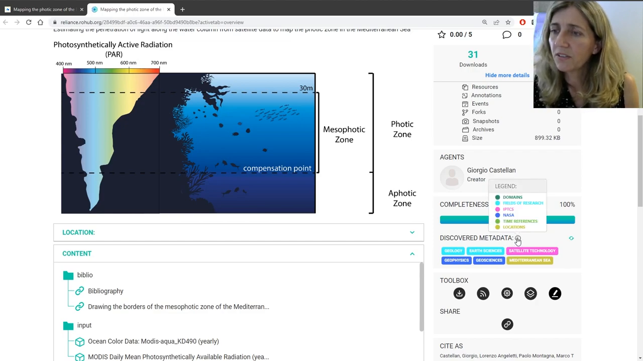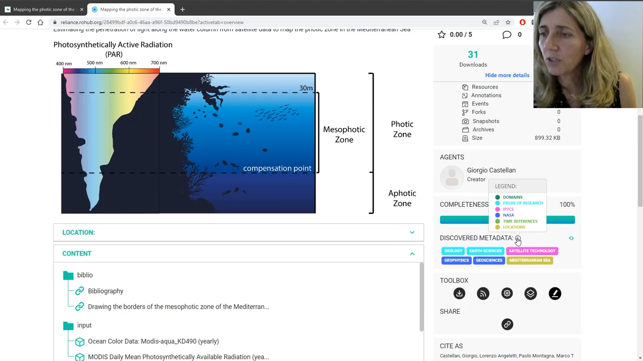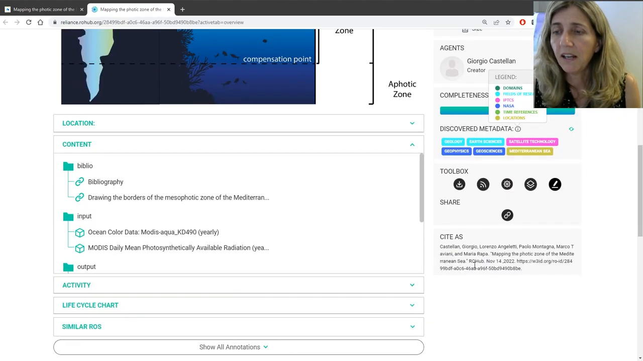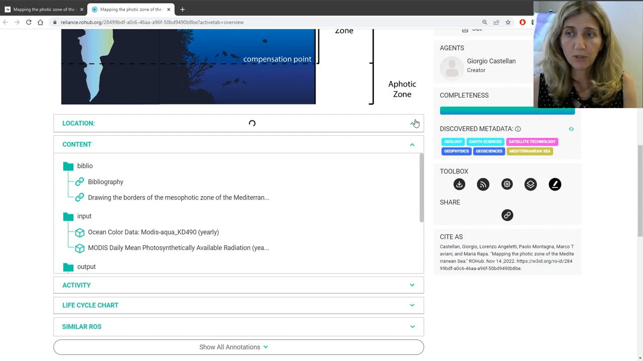Interesting to see also these metadata that are the main, let's say, interesting topic within the research object. I can download it, I can copy it, I can annotate, and also I can edit this research object if I want. I can share it, and I can cite, and it's a very important part of the research object.